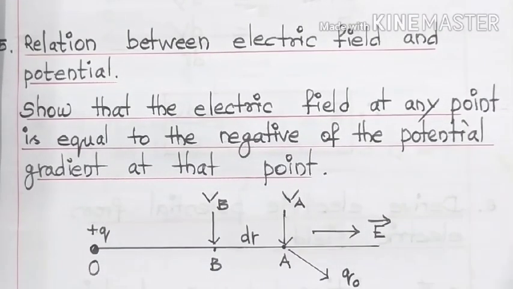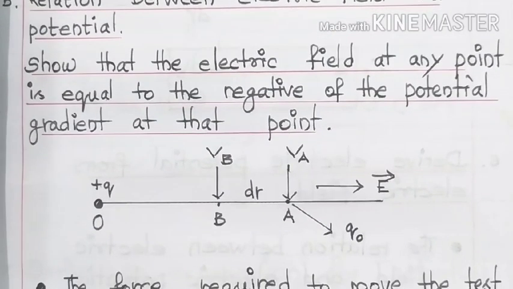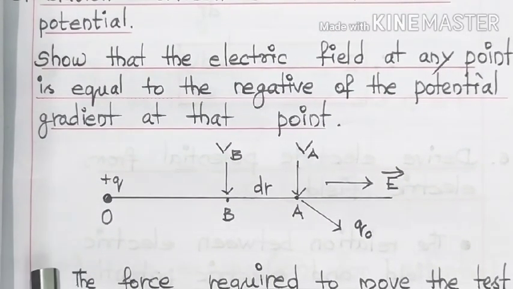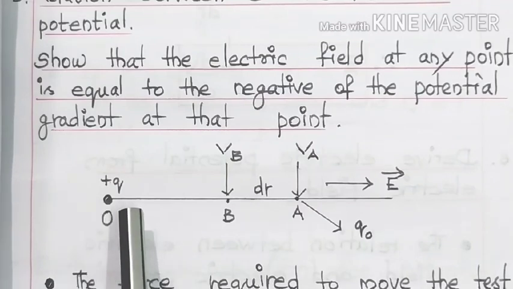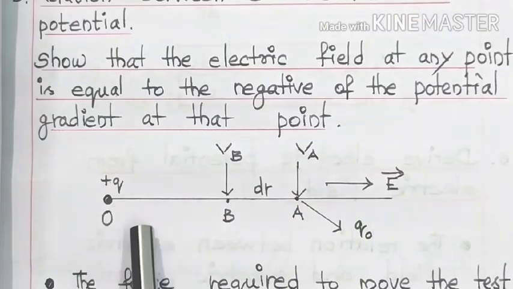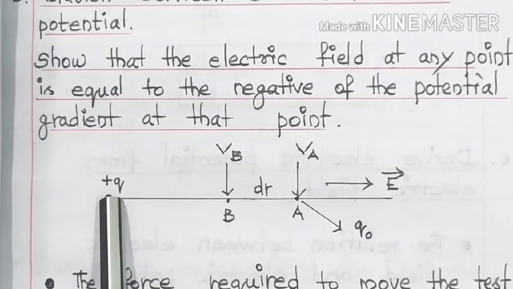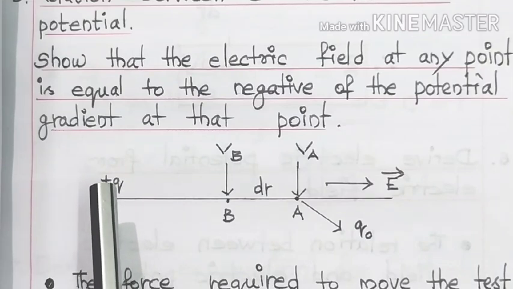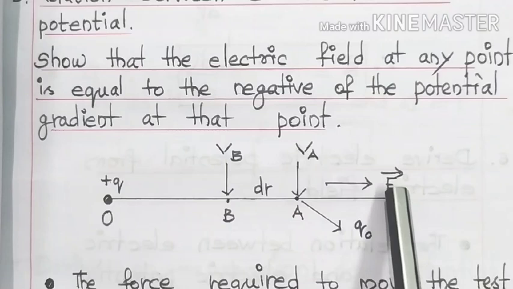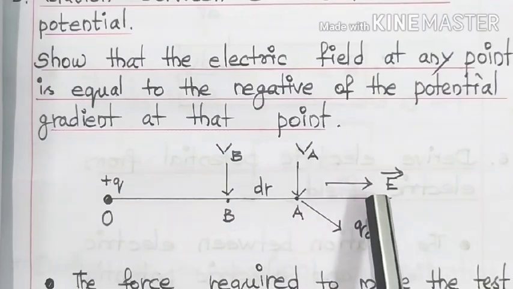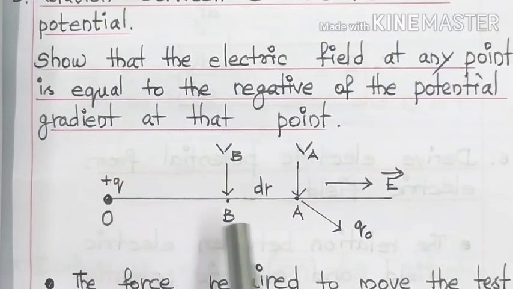Now, let us have a close look at the diagram. Here, there is a source charge, which is +Q, at the point O. So the electric field is radially outward. As you all know, from a positive charge the electric lines of force originate and they end at a negative charge. So here the electric field is radially outward, and I have drawn the electric field in this direction. At a certain distance I have taken a point A.